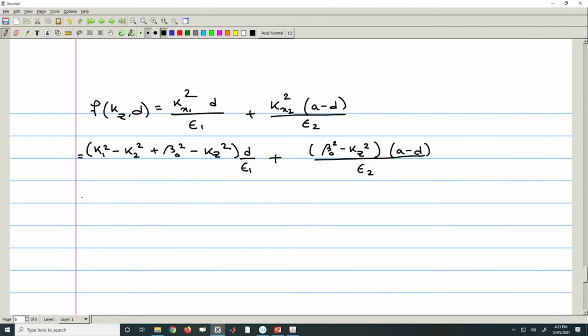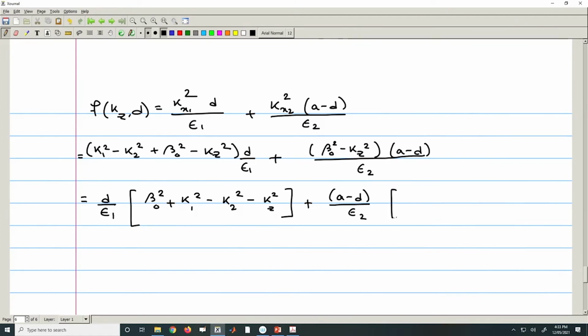So, now simplifying this, we can write d upon epsilon 1 times (beta naught square plus k1 square minus k2 square minus kz square) plus (a minus d) upon epsilon 2 times (beta naught square minus kz square). So, let us denote this equation as equation number 9.